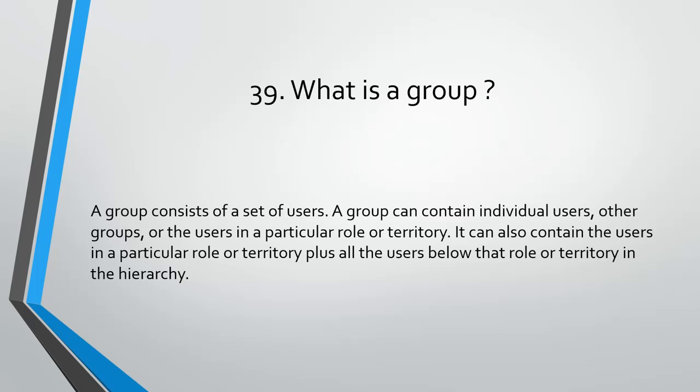39. What is a group? A group consists of a set of users. A group can contain individual users, other groups, or the users in a particular role or territory. It can also contain the users in a particular role or territory, plus all the users below that role or territory in the hierarchy.